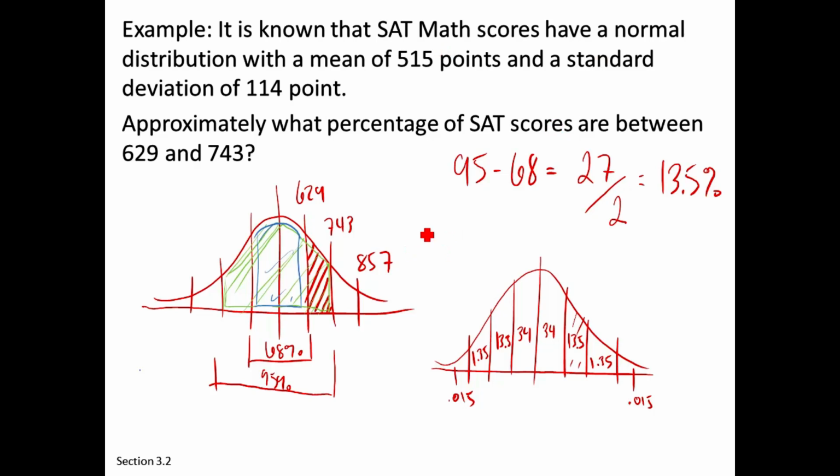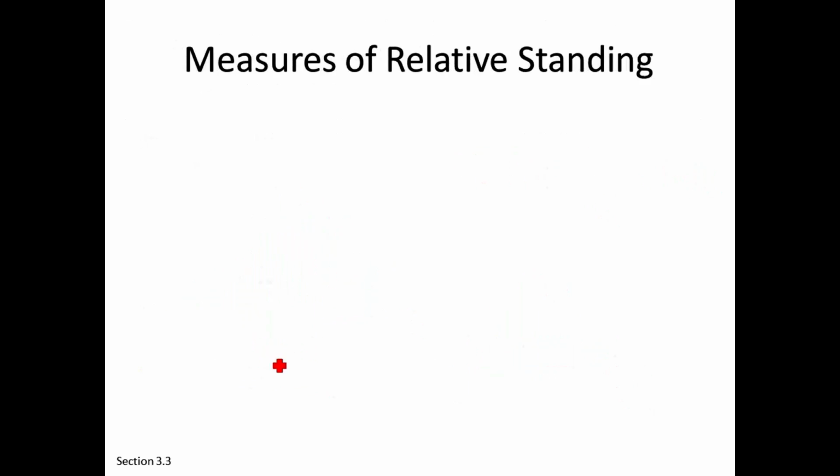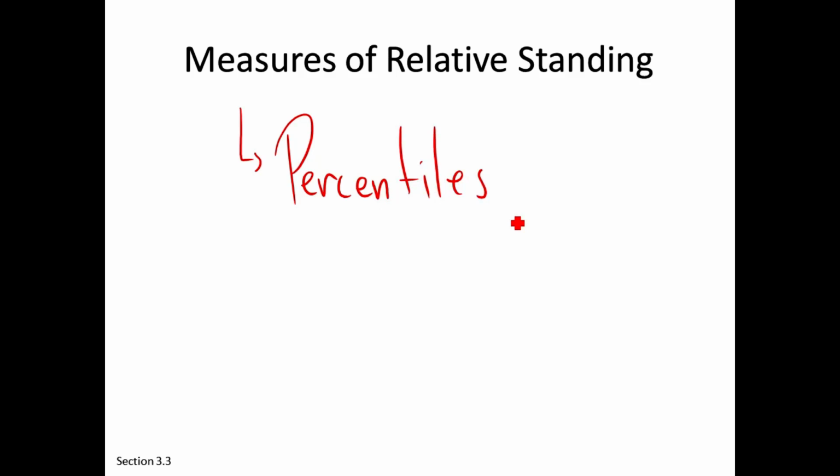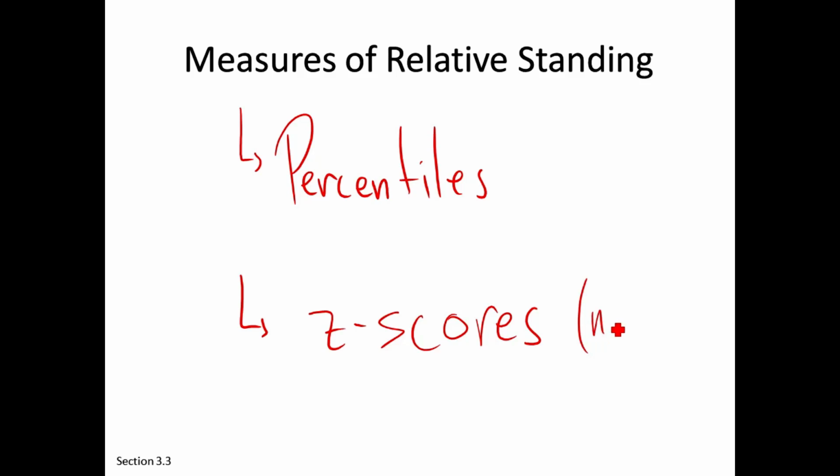So the empirical way is a quick way to use those standard deviations to help tell you things about a distribution. Another way that we're going to use that standard deviation is in calculating measures of relative standing. There's two basic measures of relative standing that we're going to use. One you are probably familiar with: percentiles. The other is something that we call a Z-score. Z-scores are associated with normal distributions. Percentiles can be, but Z-scores are specifically for normal data.